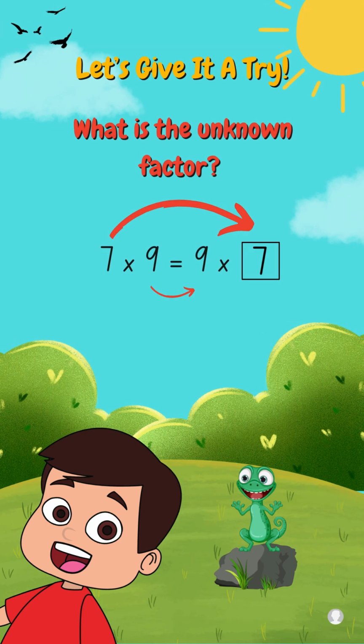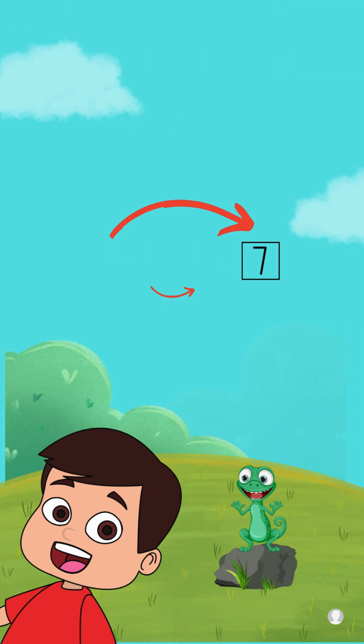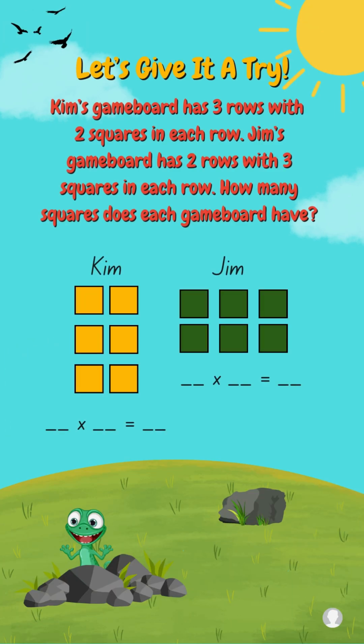Since we know that 7 times 9 and 9 times 7 both equal the same product because of that commutative property, we can see that the missing factor has to be 7, and they both equal 63. So switching the order in multiplication helps us solve for the missing number. Pretty cool, right? Alright everyone, let's give it a try with a fun problem.